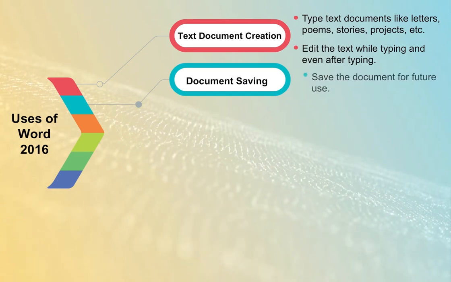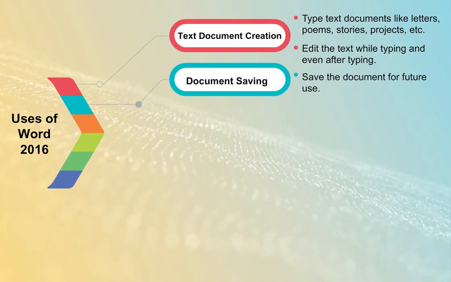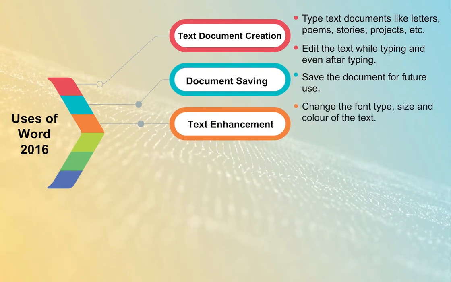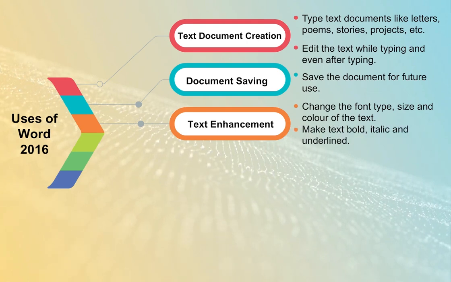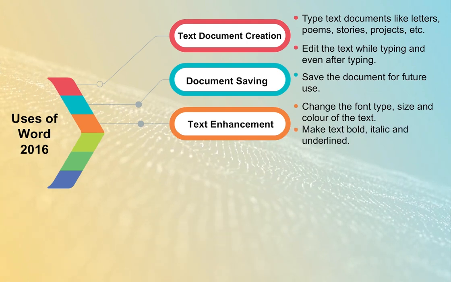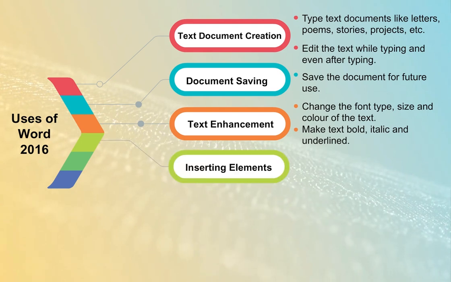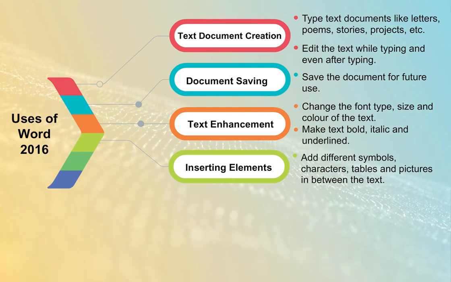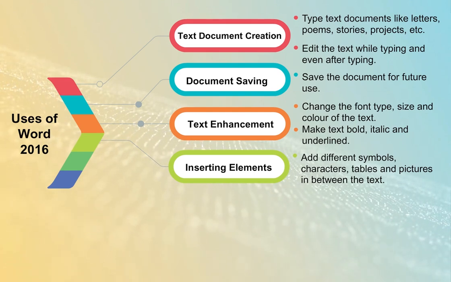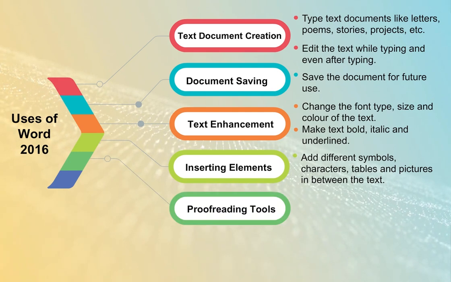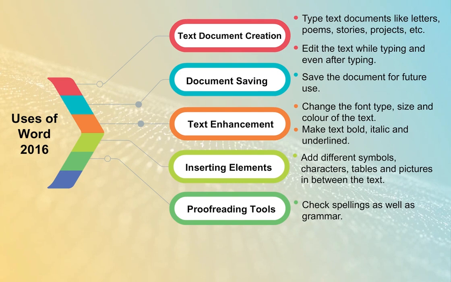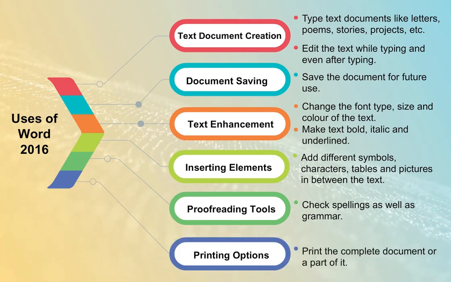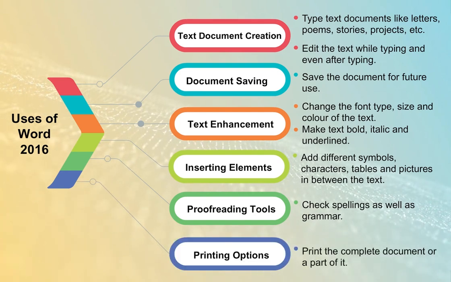Document saving. Save the document for future use. Text enhancement. Change the font type, size and color of the text. Make text bold, italic and underlined. Inserting elements. Add different symbols, characters, tables and pictures in between the text. Proofreading tools. Check spellings as well as grammar. Printing options. Print the complete document or a part of it.